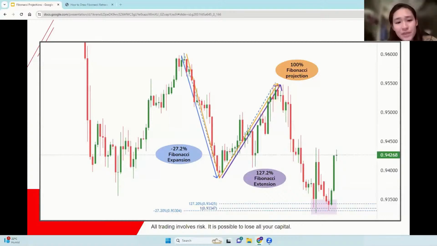In this example, the minus 27.2% Fibonacci expansion, which is in blue, lines up with the 127.2% Fibonacci extension, which is in purple. This is also the inverted Nike tick. So the shorter part of the tick is here, and then the tail is here. That all lines up with a 100% Fibonacci projection to give a strong confluence area below here.